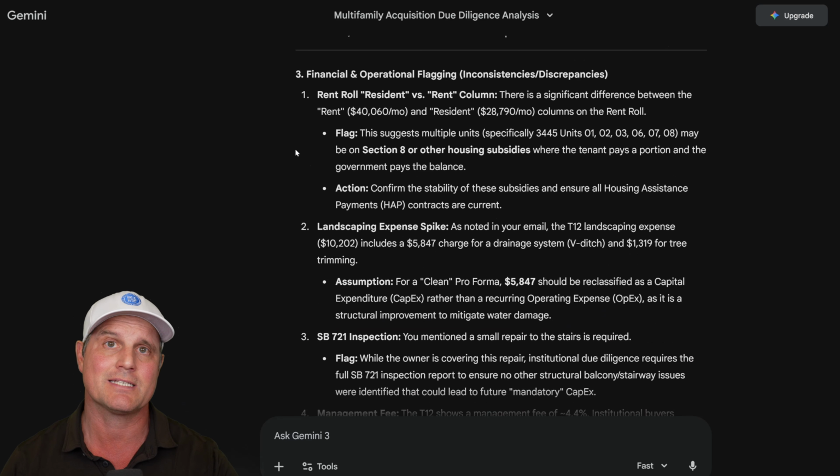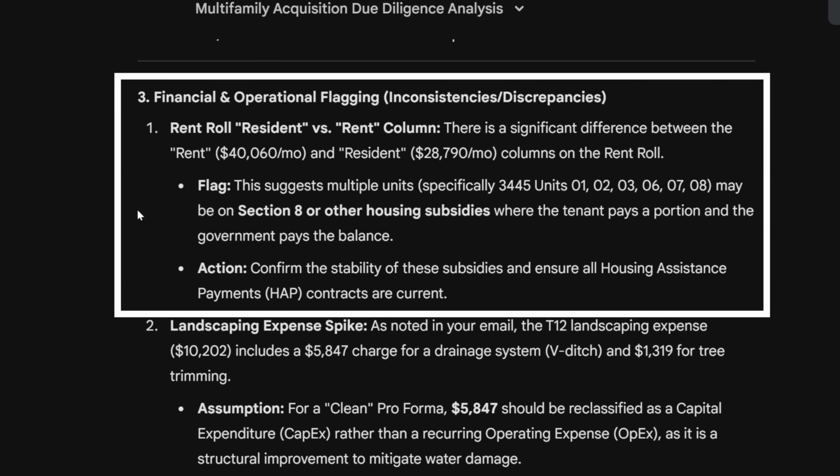So here's where it made a mistake. And that's why we have to know what we're putting into AI and understand why we're putting these things into AI. It called out a resident versus rent column. And it says there's a significant difference between those columns on the rent roll.